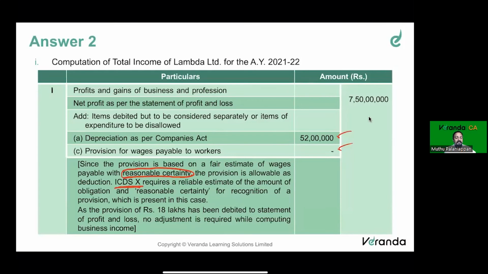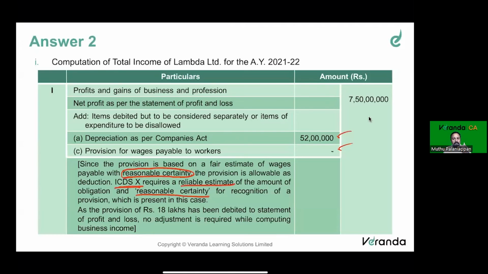So ICDS 10 says whenever there is a reliable estimate, that is nothing but reasonable certainty. So the word reliable estimate is similar to your reasonable certainty. So reliable estimate of the amount of obligation and reasonable certainty for recognition. So if both of them are there, reliable estimate and also, while recognizing into the books of account, reasonable certainty.